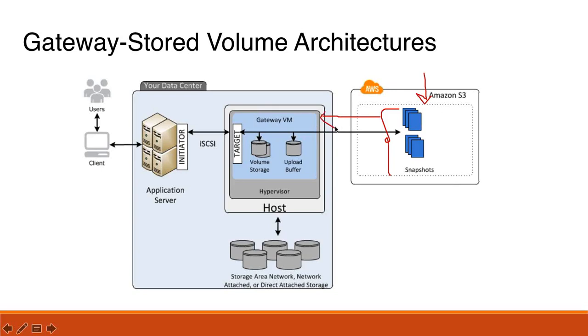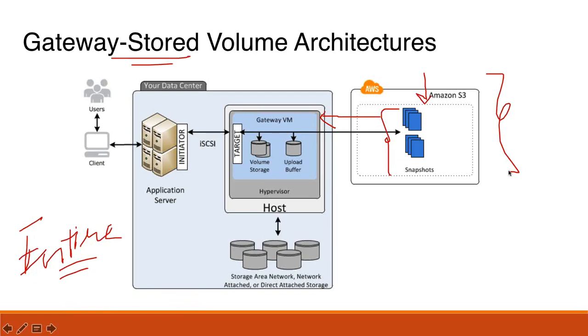So that's why you have two types of architectures. If you go with a gateway stored volume, you keep your entire data in your data center, while you just have the S3 for the backups. If you think that you have to restore a large amount of data from the Amazon S3 bucket to your data center on a frequent basis, then you'll go with the gateway stored volume architecture, because the entire data gets stored in your on-premises data center.